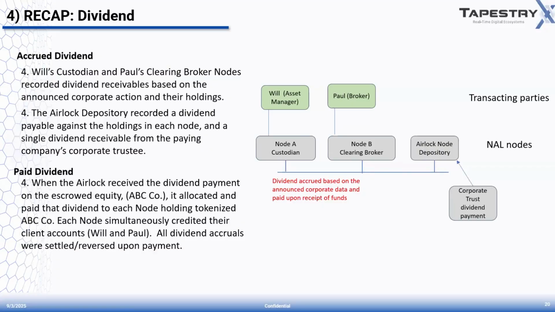Then when the dividend is received, it's a paid dividend. So the airlock received the dividend payment escrowed in ABC Co, and then allocated and paid that dividend to each node holding tokenized ABC Co. Each node simultaneously credited their clients' accounts, Will and Paul, and all the dividend accruals were then settled or reversed upon the payment. It's key to note that the process of reversing and transferring from airlock to node A or airlock to node B were both processed simultaneously.